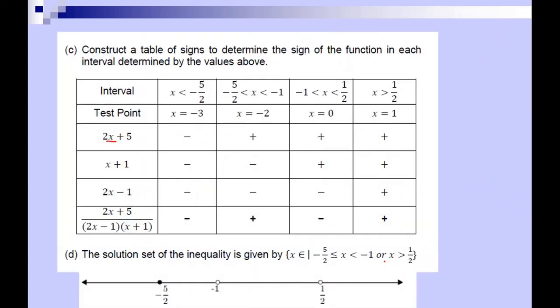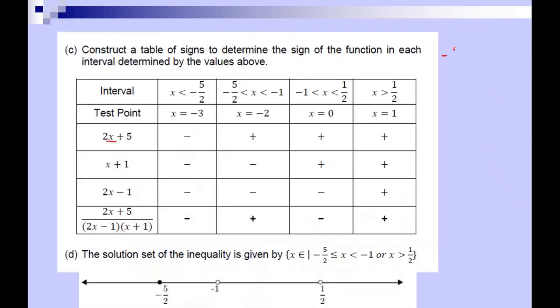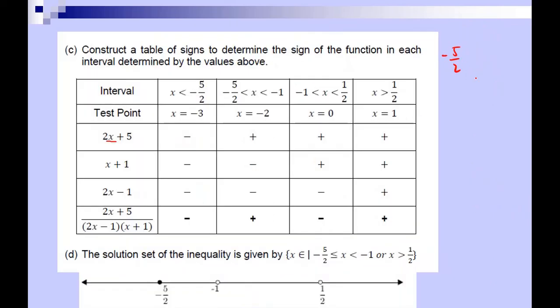So in constructing, let us arrange them. We will have negative 5 over 2, that is negative 2.5, then negative 1, and then positive 1 over 2. After arranging, for the test points, the first interval is x less than negative 5 over 2.